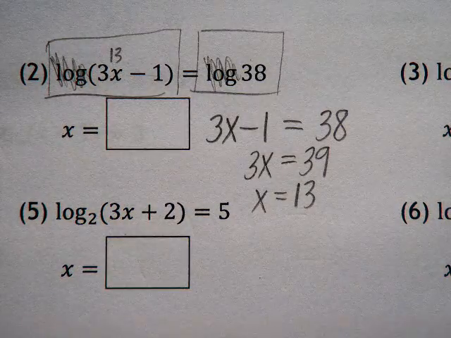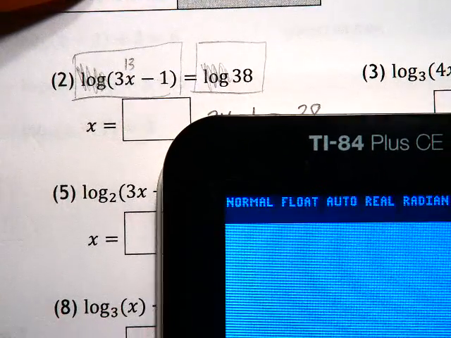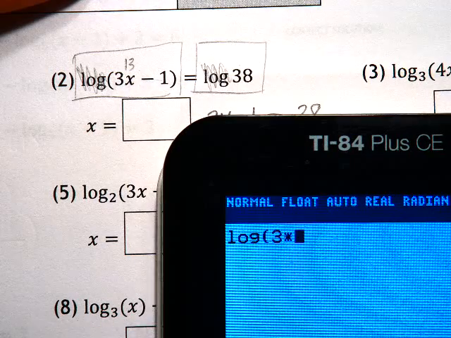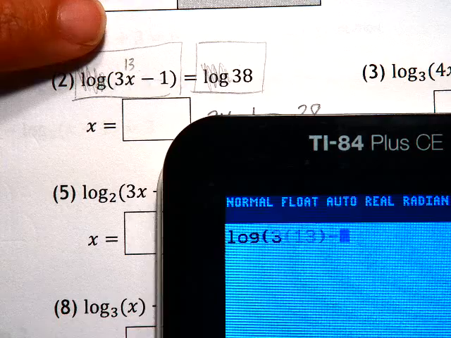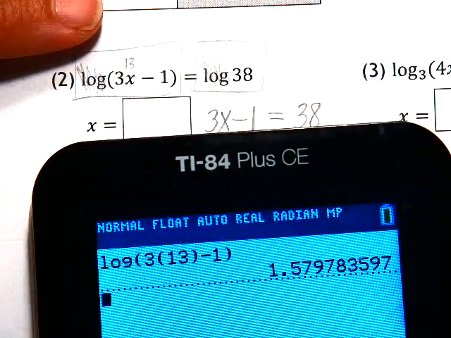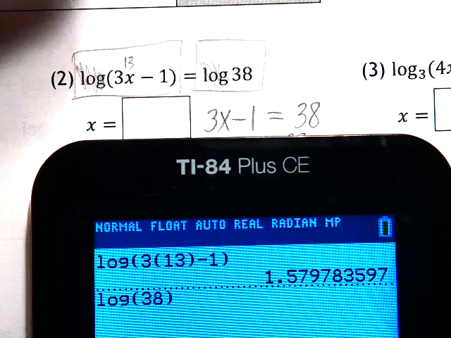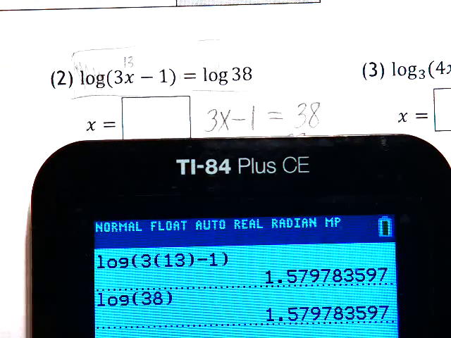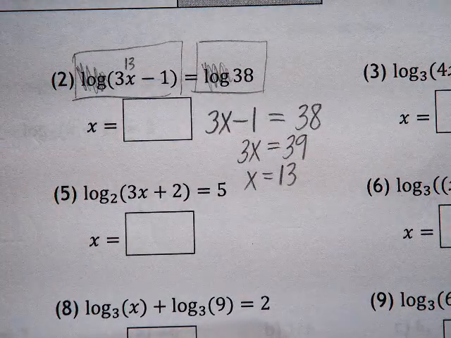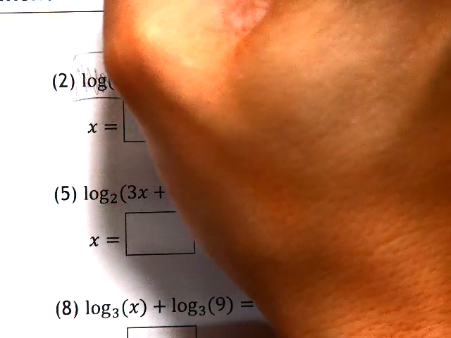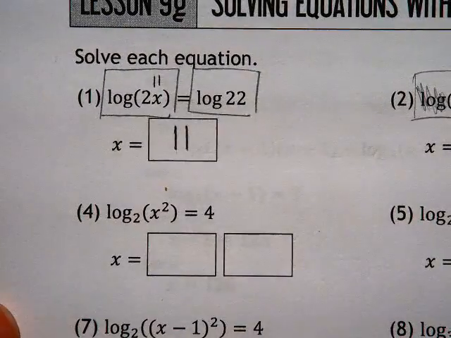And again, if you're not sure, then just grab a calculator. Log of 3 times 13, or you can do parentheses, minus 1. You'll get a decimal. Nobody cares what the decimal is. You just want to verify that if you type log 38, the part on the other side of the equation, you'll get the same decimal. And you will, if everything goes correctly. So think about this however you want to for number 3, but I'm going to skip ahead to question number 4, only because that one's a little bit different.